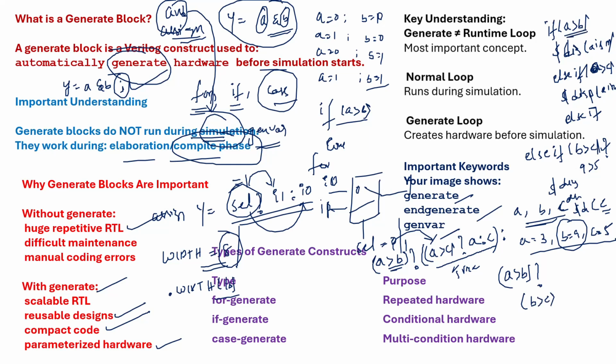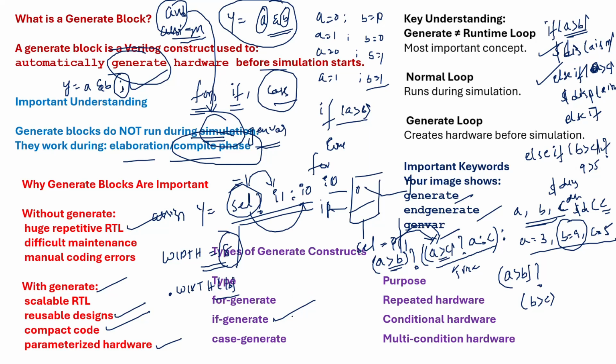If I am taking A greater than B, if it is true, A is the bigger value. If it is false, going to the else if condition, A greater than C. That condition I have also written here. If it is true, going inside another condition. One condition inside another condition, that is the nested if condition. If I want to avoid this nested if condition, then I will use if generate. It will generate the same condition many times.